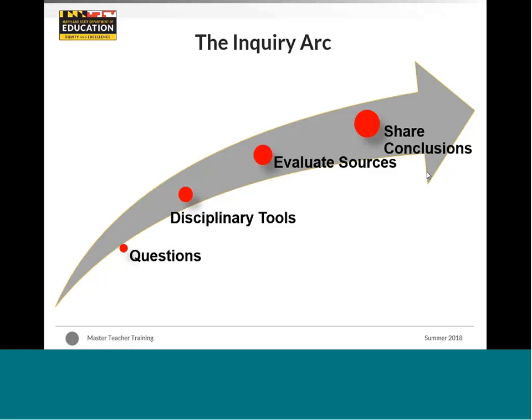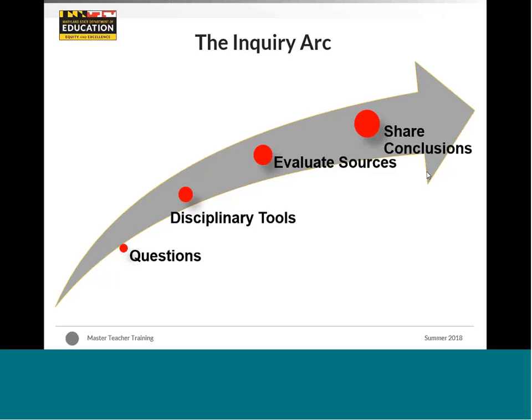This inquiry arc also supports the development of performance-based assessment types, which are mandated by the state legislature for standardized assessments in middle school and high school. Additional webinars will focus on those new assessment limits and those assessment types.